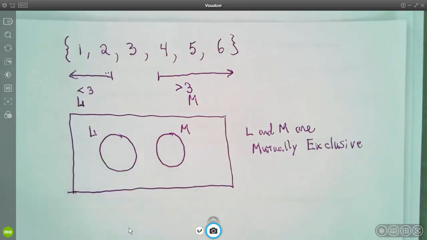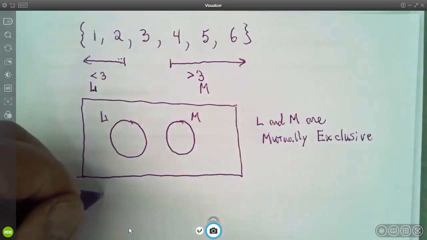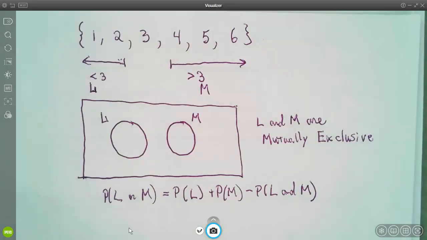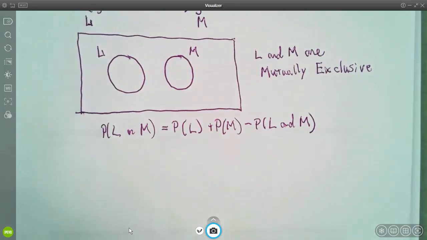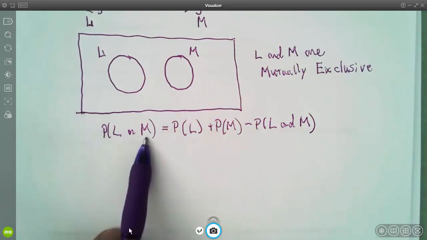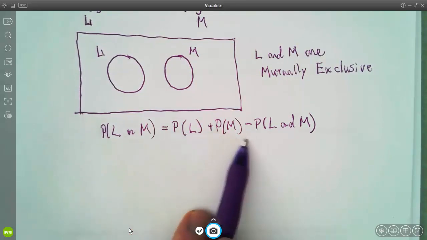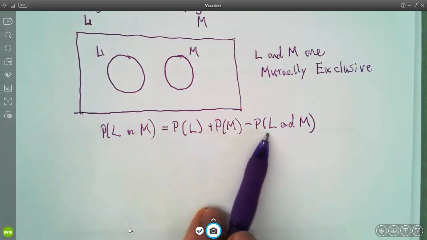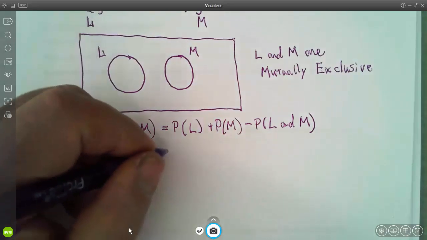Now, we could use our standard sum formula if we wanted to. The probability that either L or M occurs is equal to the probability of L plus the probability of M minus the probability of both L and M. That works here because it always works. But let's go ahead and fill in the numbers.